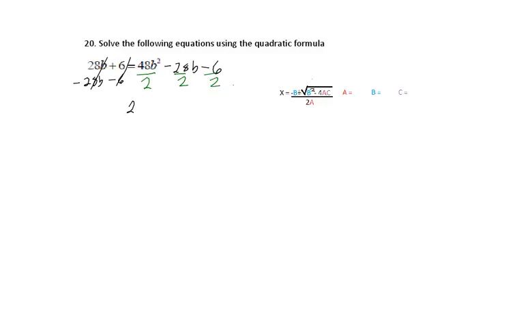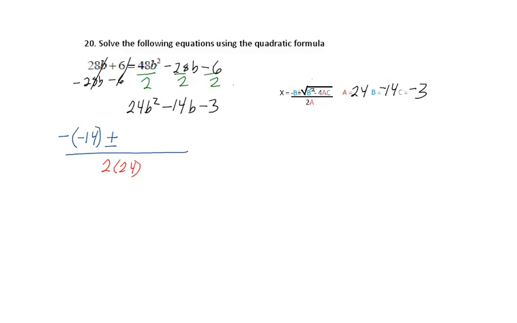So you get 24b squared minus 14b minus 3. So a is 24, b is negative 14, and c is negative 3. We're now ready to go to our quadratic formula. So it's going to be minus negative 14. And on the bottom, it's going to be 2 times 24. And then the square root is going to be negative 14 squared minus 4 times 24 times negative 3.